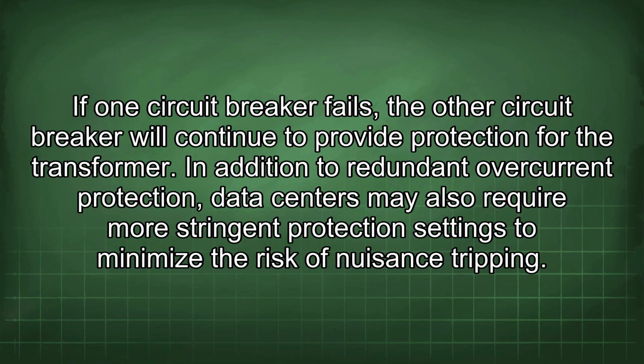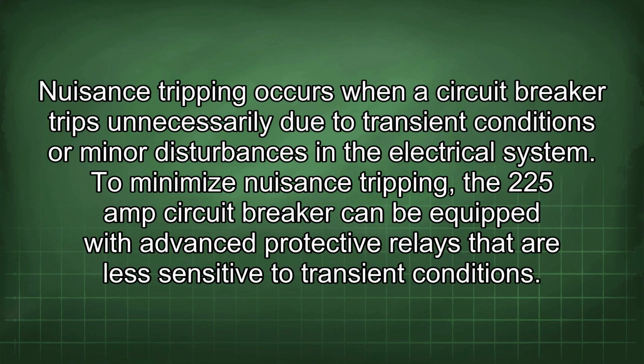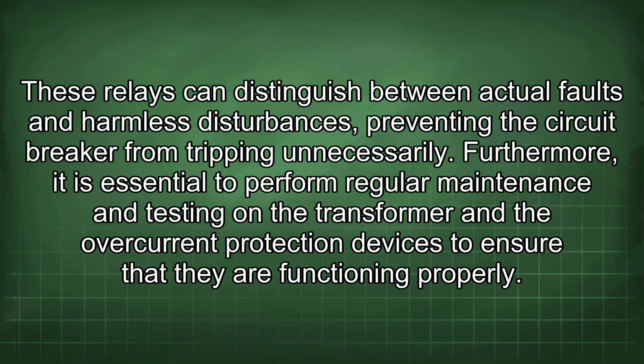In addition to redundant overcurrent protection, data centers may also require more stringent protection settings to minimize the risk of nuisance tripping. Nuisance tripping occurs when a circuit breaker trips unnecessarily due to transient conditions or minor disturbances in the electrical system. To minimize nuisance tripping, the 225 amp circuit breaker can be equipped with advanced protective relays that are less sensitive to transient conditions. These relays can distinguish between actual faults and harmless disturbances, preventing the circuit breaker from tripping unnecessarily.